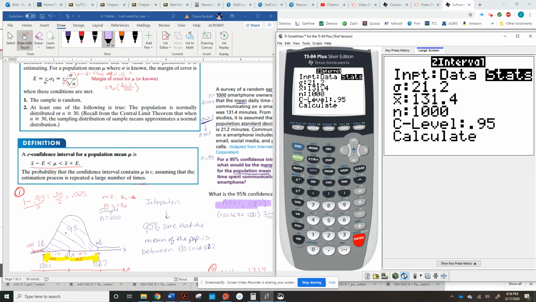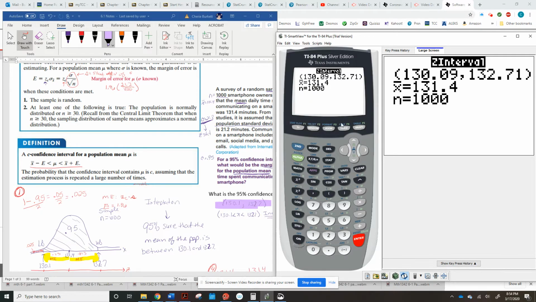Once you get it on stats, it asks you for your population standard deviation, and we put that in as 21.2. It asks for our sample mean, that's 131.4. We type that in, and then it asks for our sample size, which is 1,000. 0.95 comes as the default value, so that's what they want, a 95% confidence interval. So all we have to do is go down to calculate, and when we hit calculate, it gives us the answers right there. 130.09, you round that to 1 decimal place instead of 2, and you get 130.1. And this one right here is 132.7.